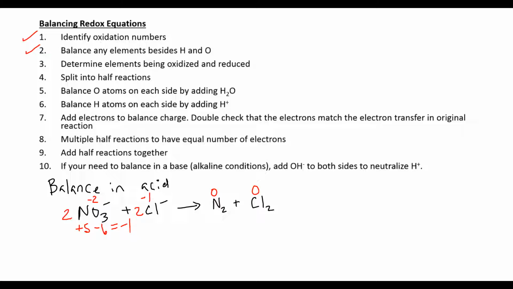Our third step is to determine which elements are being oxidized and which ones are being reduced, so that we can then split into half reactions. For one of our reactions, we'll notice the chloride is going from a -1 to a 0. So each chlorine is losing 1 electron, and what that tells us is that if we're losing electrons, this is oxidation.